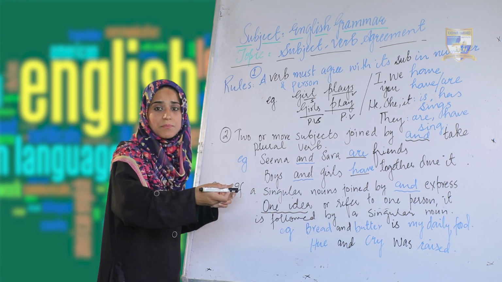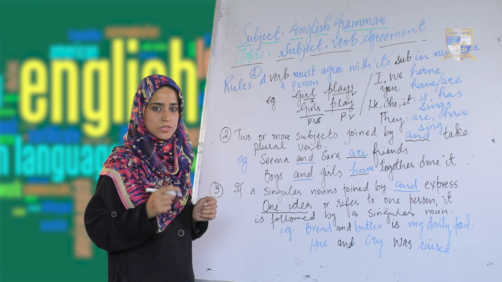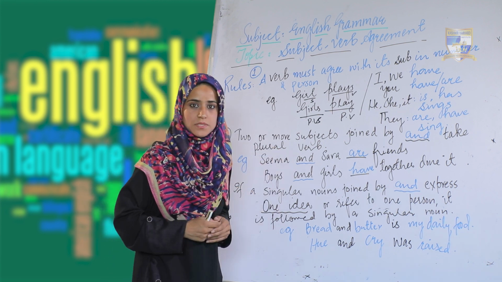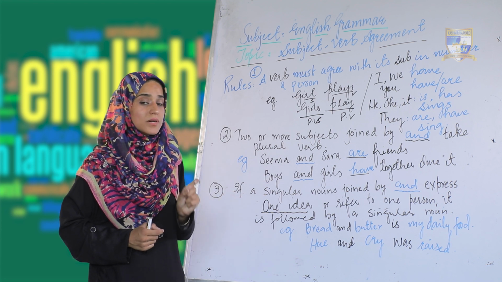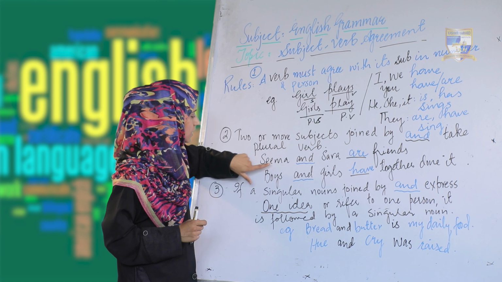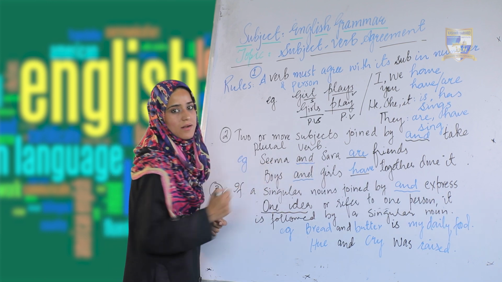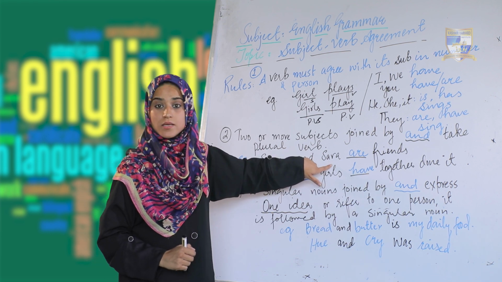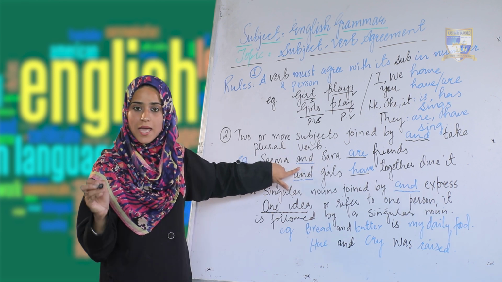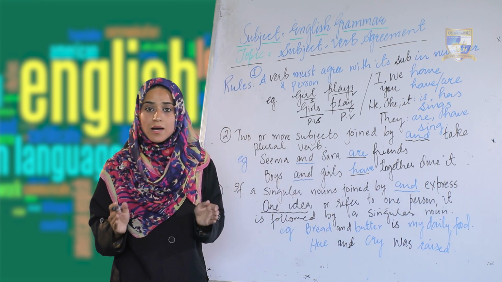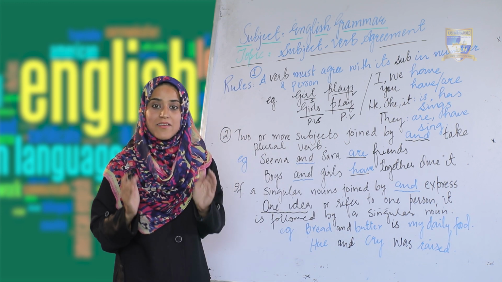Now, coming to rule number 2. Two or more subjects joined by and take plural verbs. Let me remind you, plural verbs are the ones which do not end with S. For example, Saima and Sarah. Here we have 2 subjects, Saima and Sarah, connected by and. They take a plural verb, are. Saima and Sarah are friends.